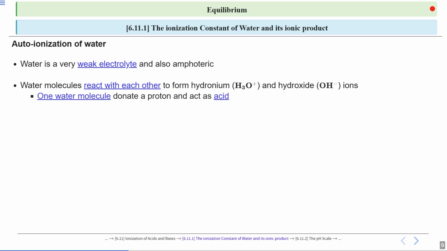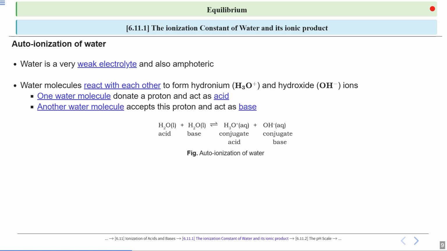In this reaction, one molecule of water donates a proton by acting as an acid, whereas the other molecule of water accepts that proton, acting as a base.